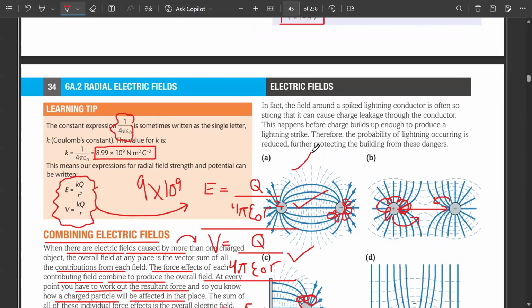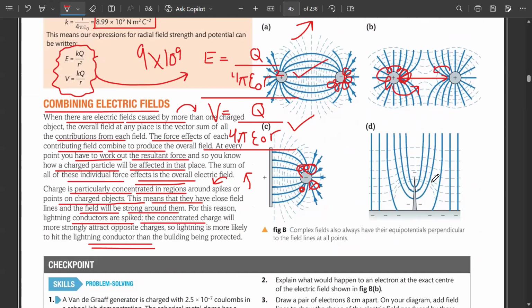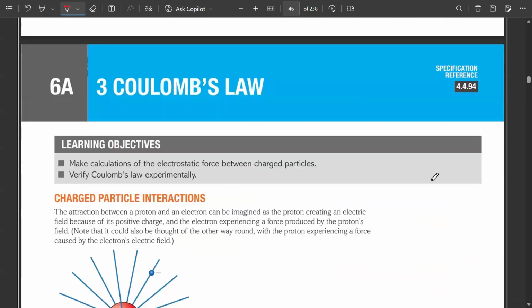In fact, the field around a spiked lightning conductor is often so strong that it can cause a charge leakage through the conductor as well. And this happens before the charge builds up enough to produce a lightning strike. Therefore, the probability of the lightning occurring is reduced, further protecting the building from these dangers as well.